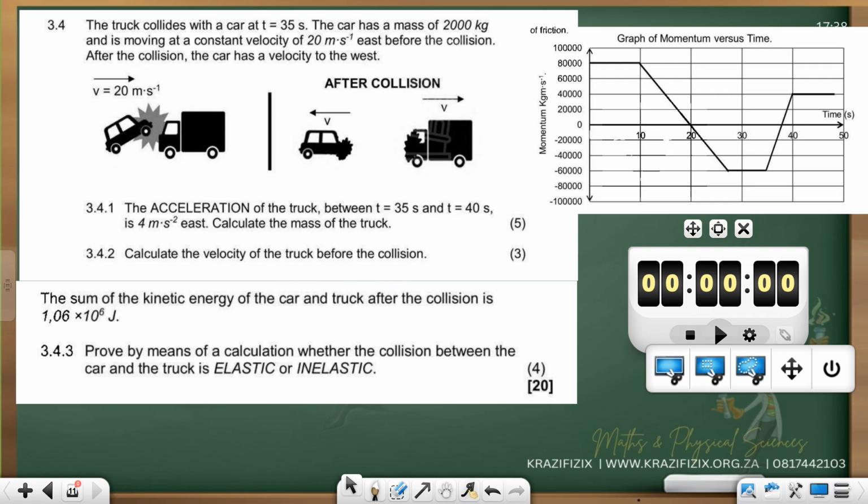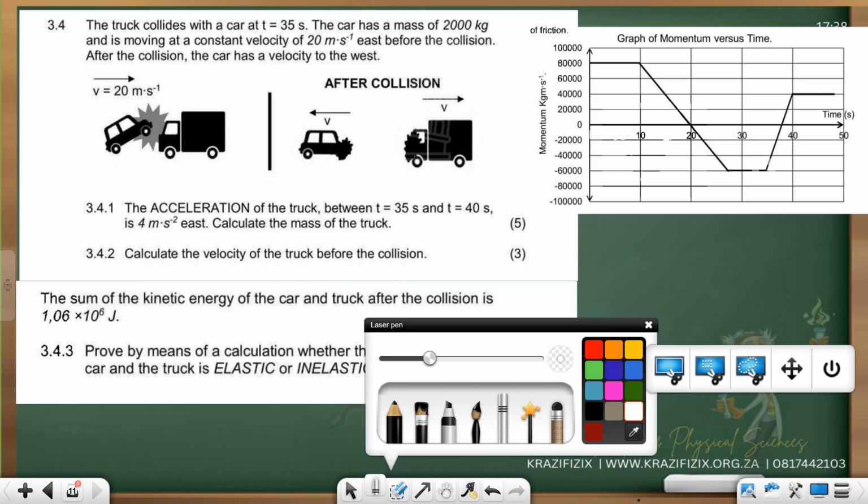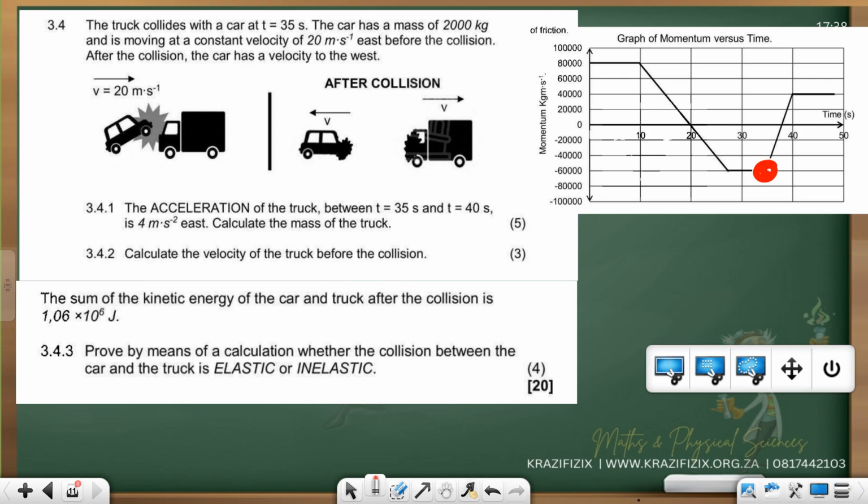All right, let's mark this now together. I'm sure everyone is done. The truck collides with a car at 35 seconds. And you can see the trajectory of movement. If you look at the graph, you can actually see what's happening, the trajectory of movement at 35 seconds. There's a bit of a change there. You see that 30, 35, there's a bit of a change.